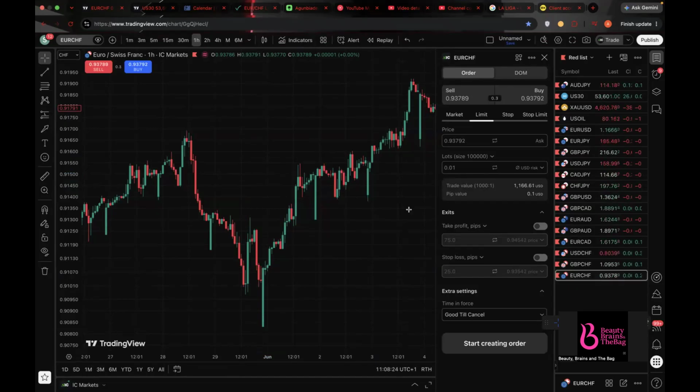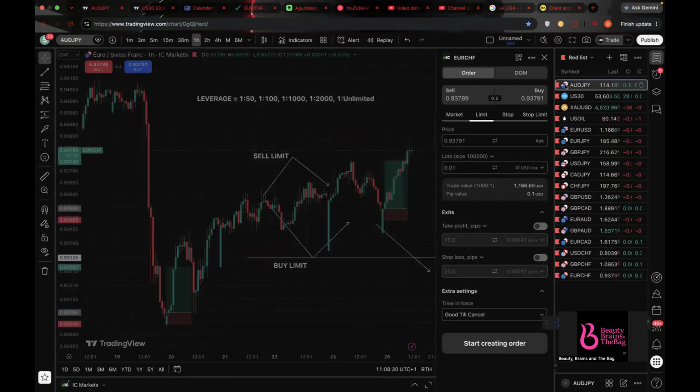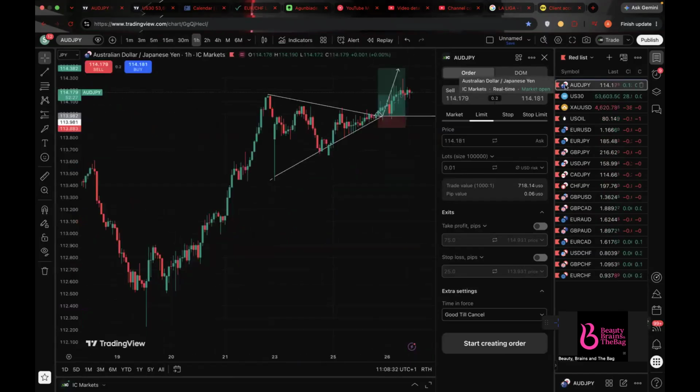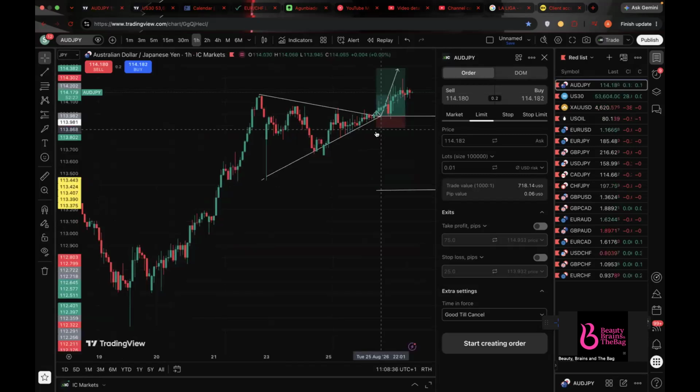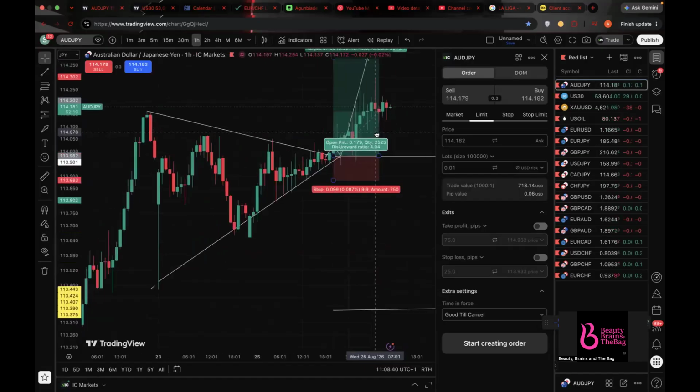I have taught this strategy on EURCHF before in the past, and I've also taught the strategy on AUDJPY in our previous session. So this AUDJPY is a symmetrical triangle. When price is cut in between a diagonal resistance and a diagonal support, we call it a symmetrical triangle.